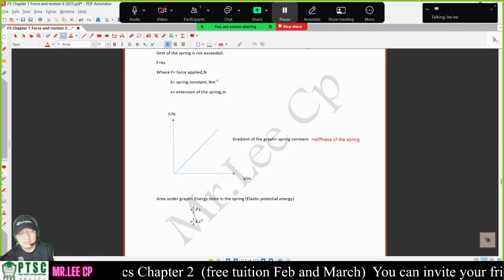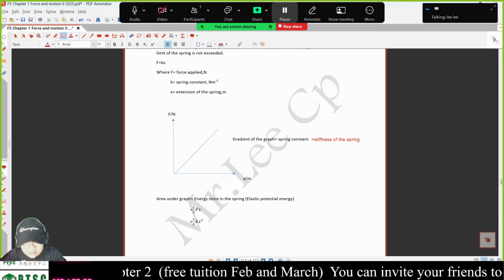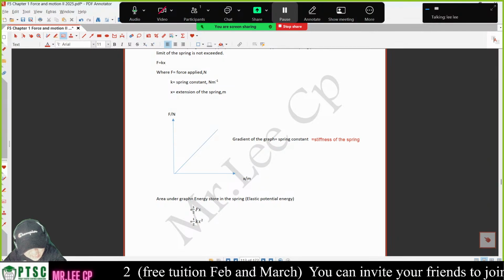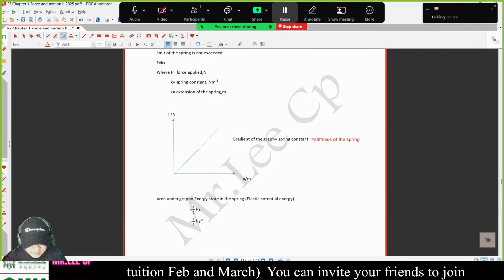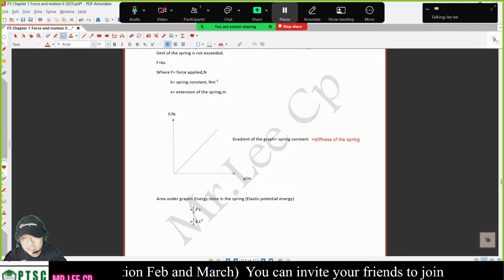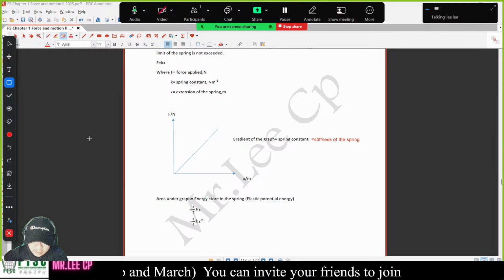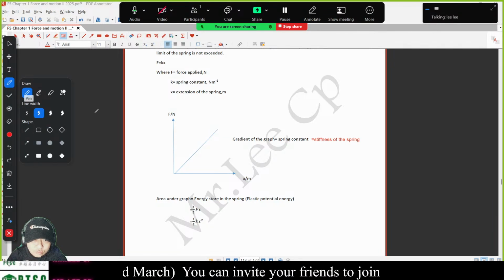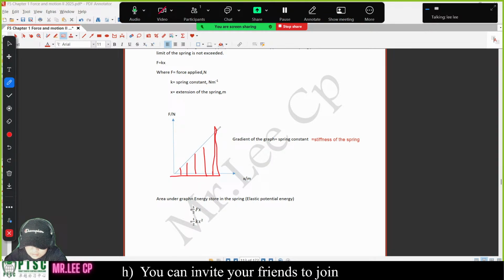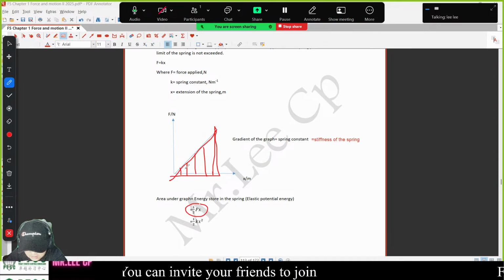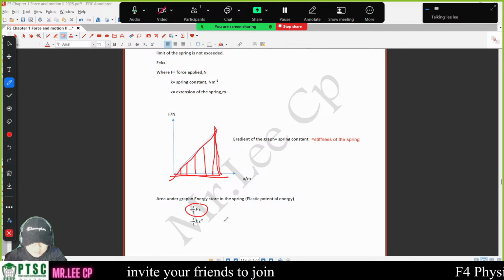Now if you find the area under the graph for F against x, must remember F against x, you will find the energy stored in the spring, which is called elastic potential energy. How to find the area under the graph? This is a triangle, so the area under the graph is half times F times x, half Fx.